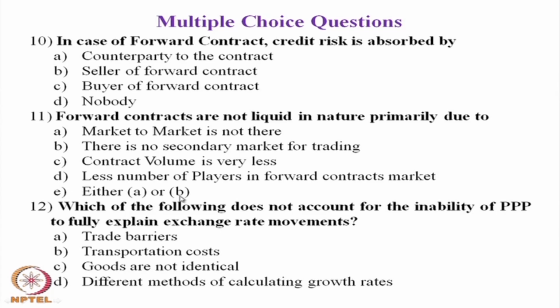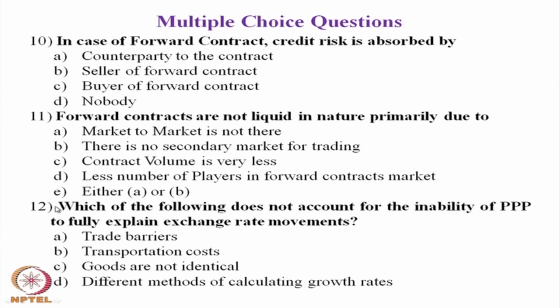Question number 12: which one of the following does not account for the inability of purchasing power parity to fully explain exchange rate movement? Trade barriers decide the purchasing power parity, transportation cost decides it, goods not being identical also decides it. Different methods of calculating growth rate do not. Here the question number 12 answer is D.